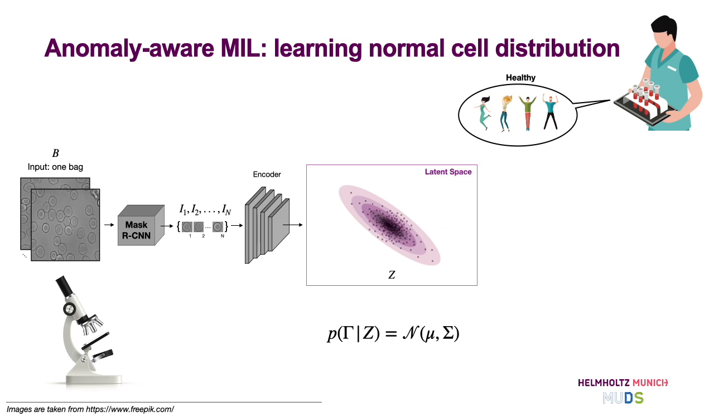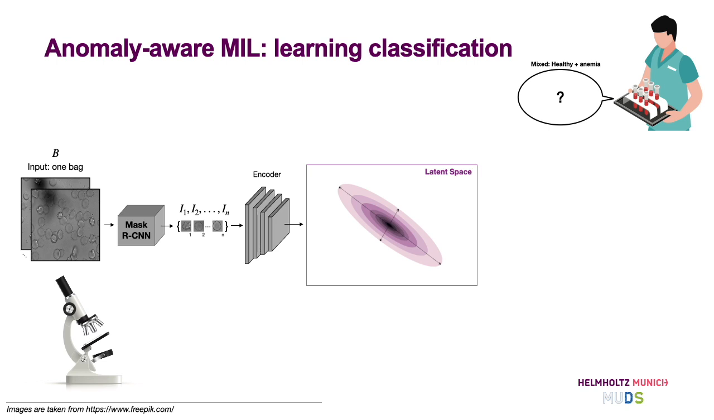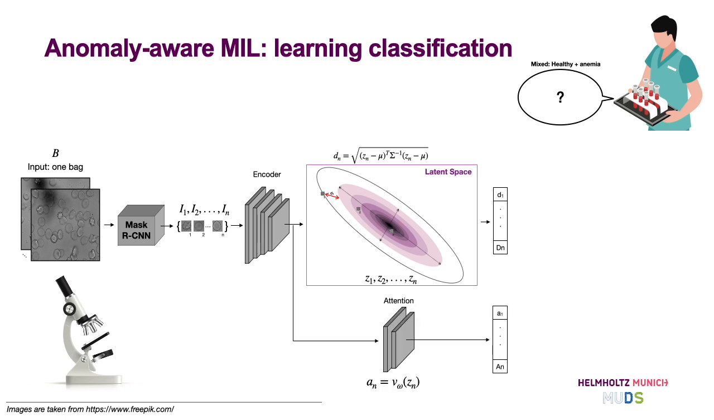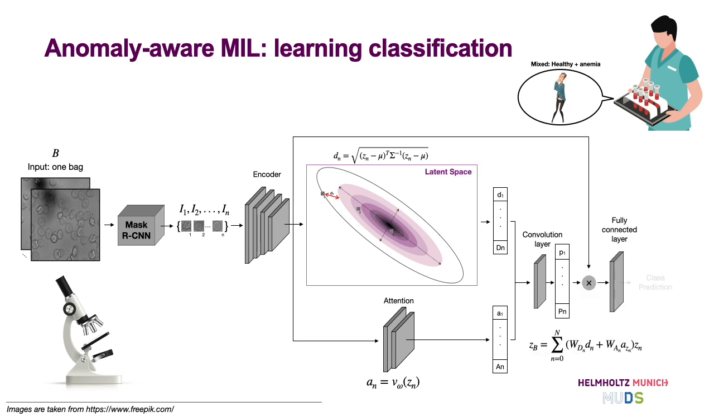Here, we save properties of the estimated distribution for the next training step. In each iteration of the second training step, an image set is randomly chosen and its cells get mapped to the latent space. By measuring the distance of each cell to the saved healthy distribution, we assign an anomaly score to it, which gets combined with the attention score and results in a pooling weight to specify the contribution of each cell in the final classification result.